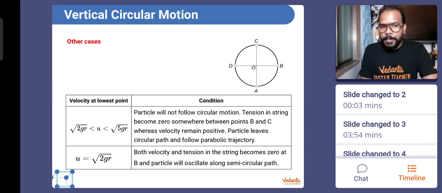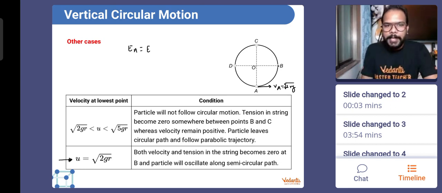We know this. If you project the body with a velocity which is between under root 2 rg and under root 5 rg, we'll speak about this, but first we'll speak about this point. If your velocity of the body is under root of 2 rg, you can try this value. The velocity under root 2 rg comes when the body will be able to reach at point B and stops. If velocity at A is under root 2 rg, you can try applying energy at A equal to energy at B. You will find that body will have zero velocity at B.